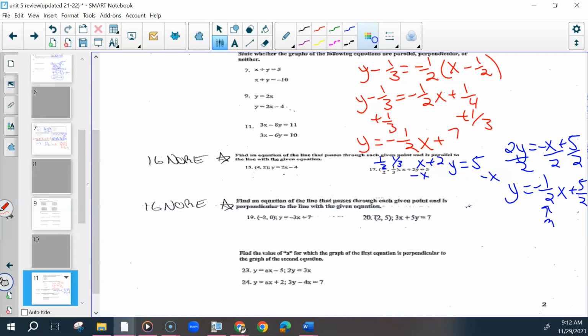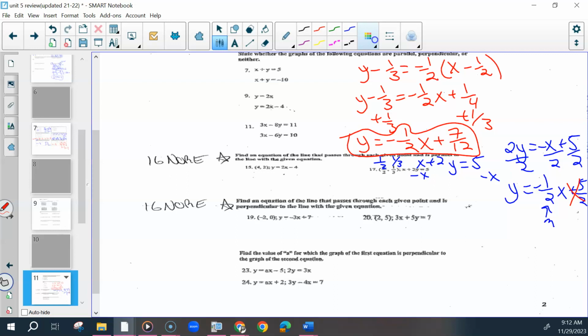y equals negative 1/2 x plus 7/12, which would be parallel to the original. I meant to say to cross out this y-intercept, but it was fine.